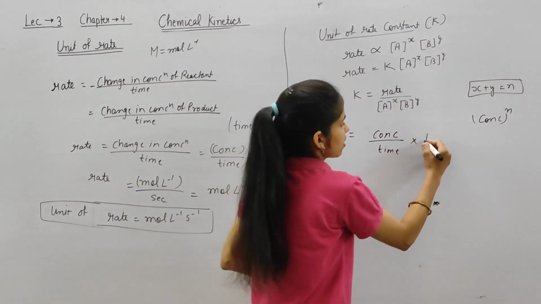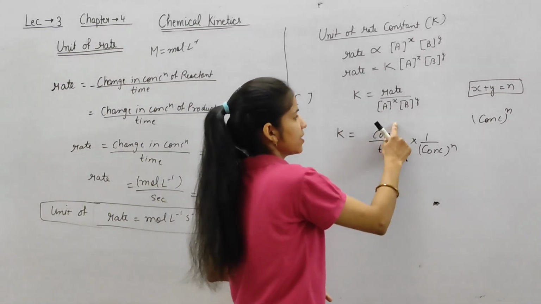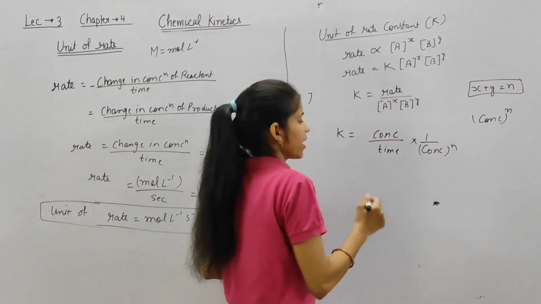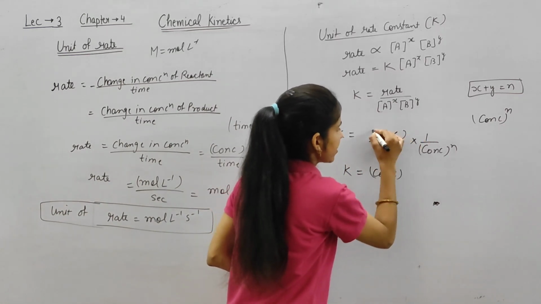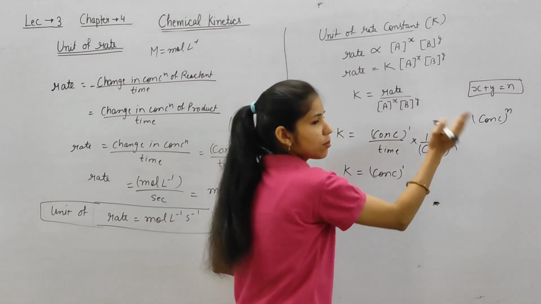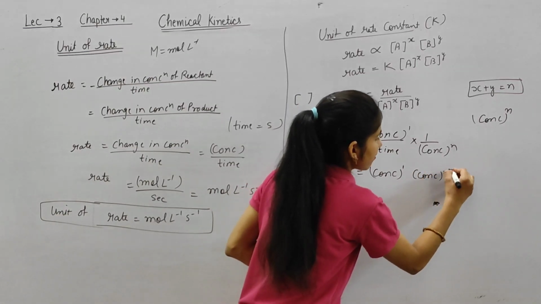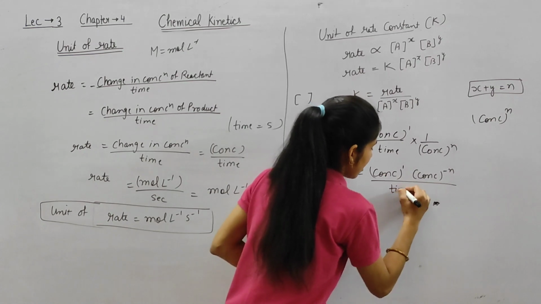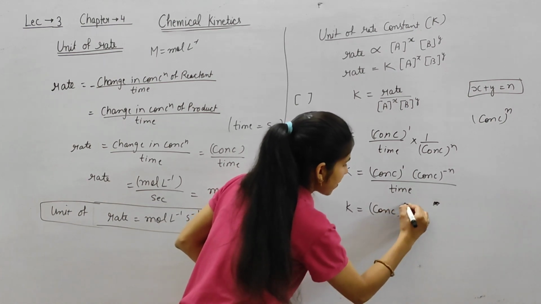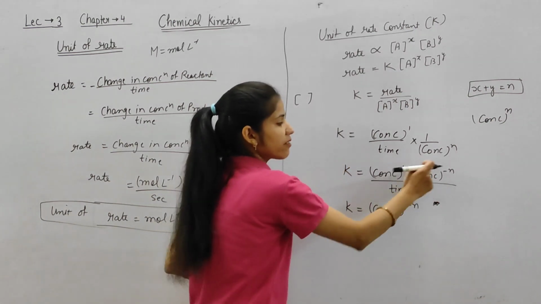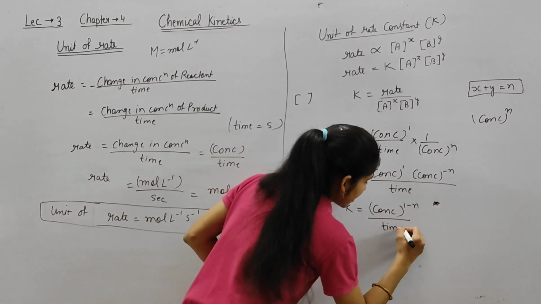So we are writing it like this: 1 by concentration raised to the power n. This is the rate, divided by concentration raised to the power n. So we take the 1 over there, so concentration raised to the power minus n divided by time. So K is equal to concentration raised to the power 1 minus n; the base is the same, the powers add, here it is negative, plus and minus gives minus, so 1 minus n, divided by time.